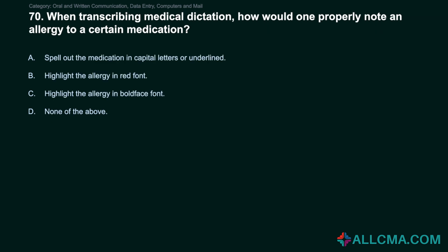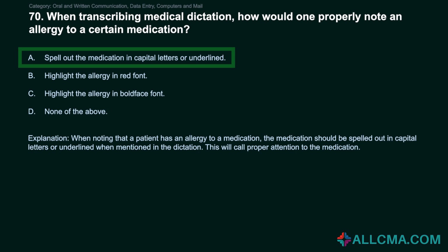70. When transcribing medical dictation, how would one properly note an allergy to a certain medication? A. Spell out the medication in capital letters or underlined. B. Highlight the allergy in red font. C. Highlight the allergy in boldface font. D. None of the above. Correct answer, spell out the medication in capital letters or underlined. When noting that a patient has an allergy to a medication, the medication should be spelled out in capital letters or underlined when mentioned in the dictation. This will call proper attention to the medication.